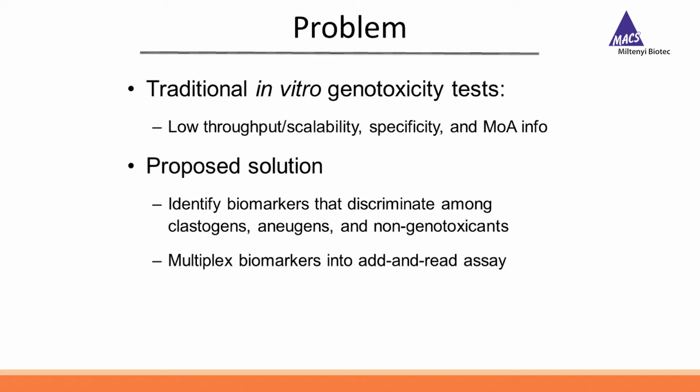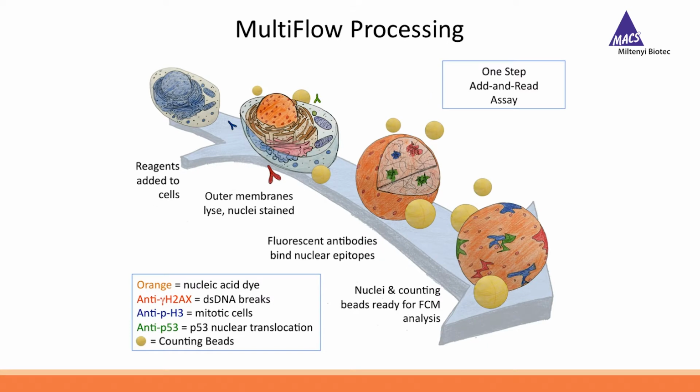So our proposed solution was to identify a number of different biomarkers that we can use to discriminate not only genotoxic from non-genotoxic, but if it is a genotoxic compound, well, is it a clastogen, an aneugen, or a non-genotoxicant? And we wanted to multiplex those biomarkers together into a simple add and read type assay. And what we devised is our MultiFlow system. And this is our one-step add and read type assay.